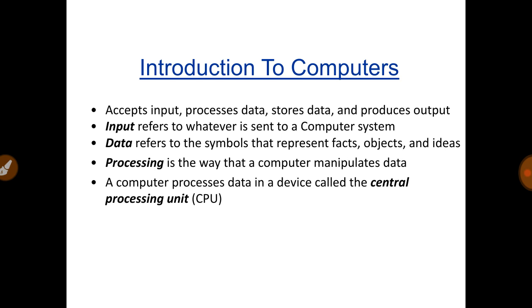Now, it accepts input, processes data, stores and produces output. In short, we can say that a computer is an IPO cycle: input, processing, output. First, what is input? Input is the collection of data or instructions into the computer, like keyboard, mouse, joystick, scanner. These are also input devices.